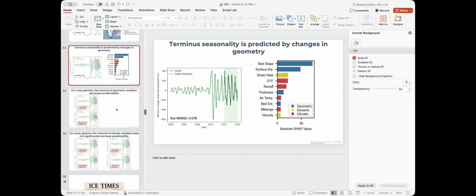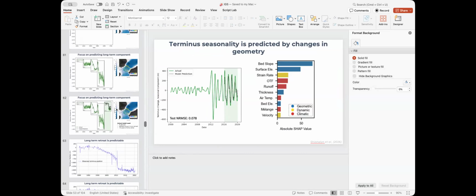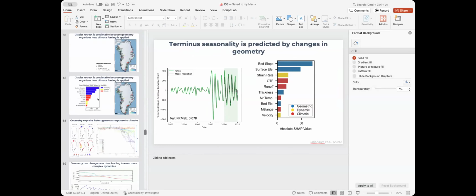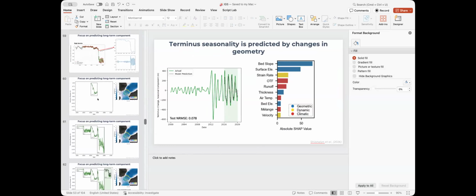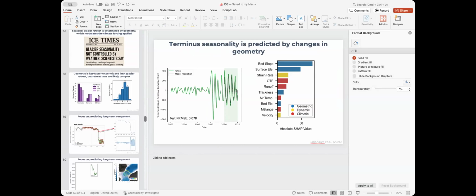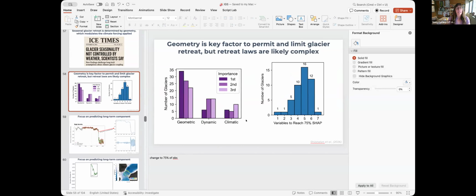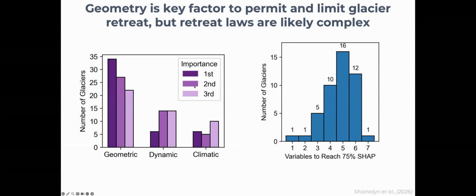No, so if you keep on going, actually, can you scroll up? We just went past it. Keep going up. Yeah, so this one. Okay, yes, so geometric, dynamic, and climatic. So importance first, second, third.